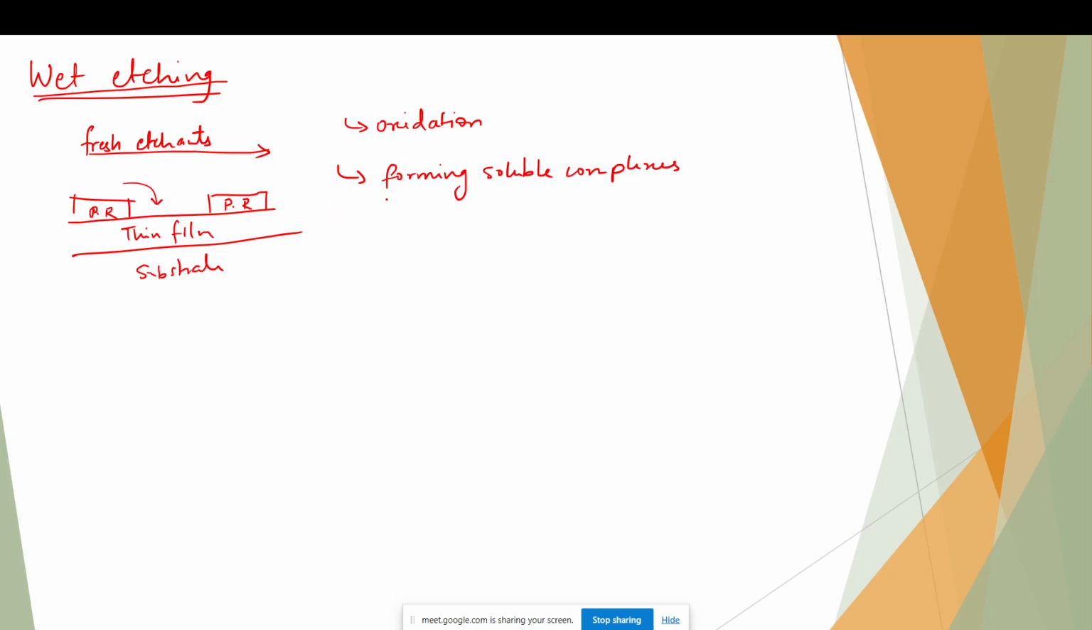So these two are the basic steps, and since these are chemical reactions, they will depend on temperature, agitation, etc. They will also depend on what kind of film we have. If we have a PECVD film, or a better quality film like deposited thermal oxide, the quality of the film also matters. Okay, so those are the basic things of wet etching, and we have also looked at some recipes.